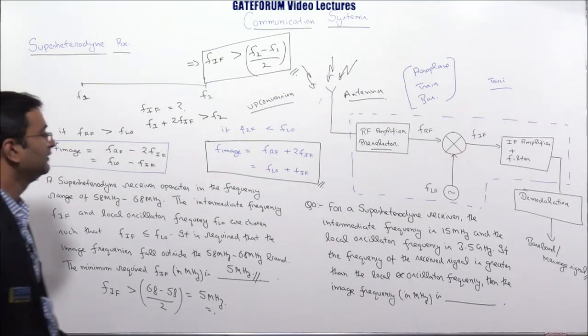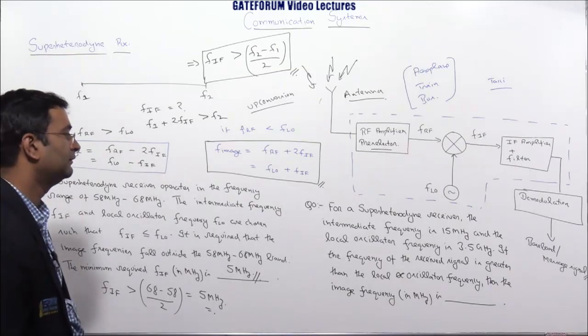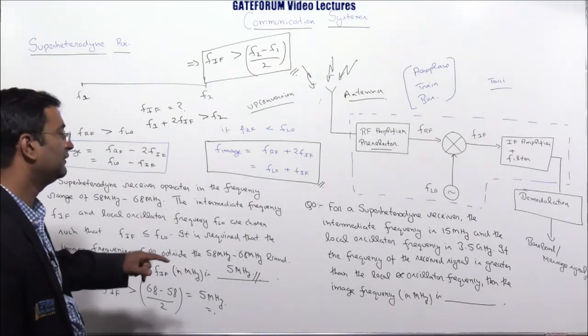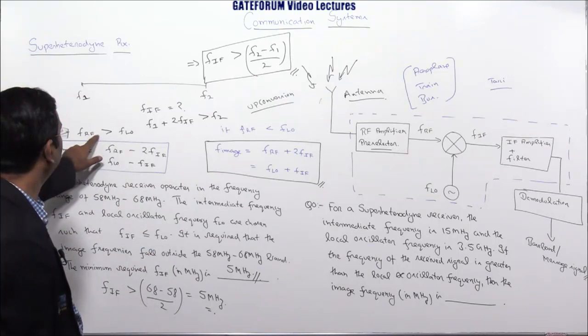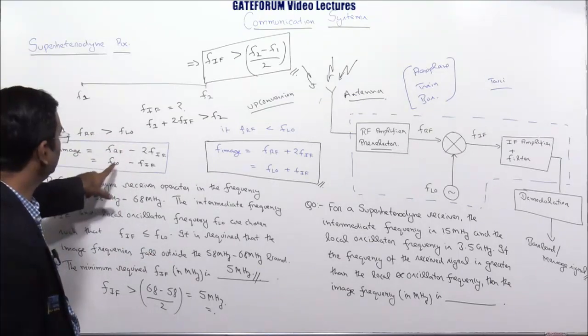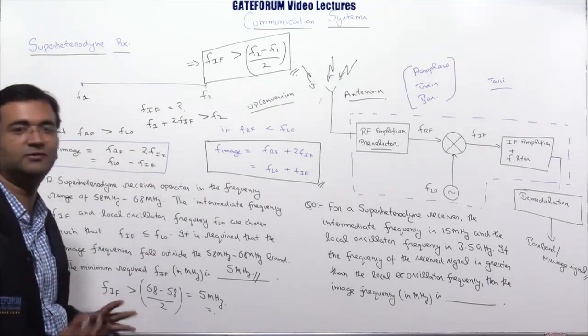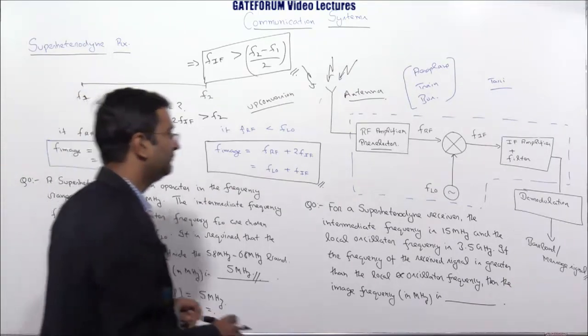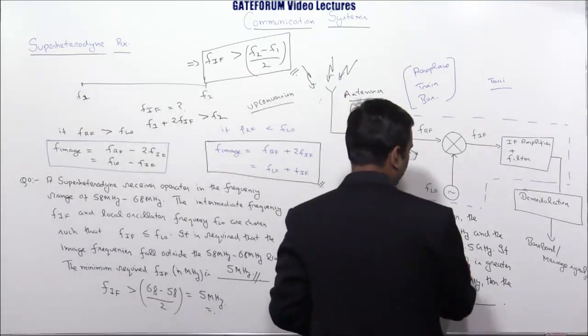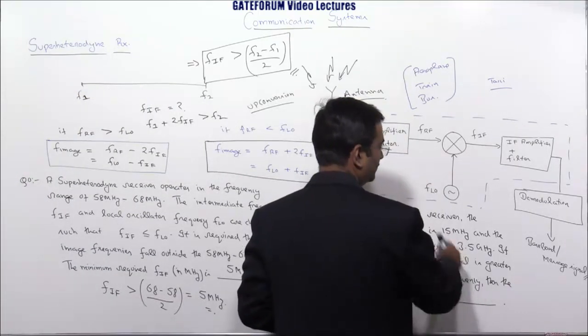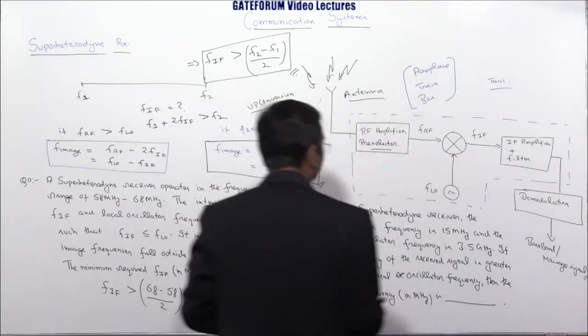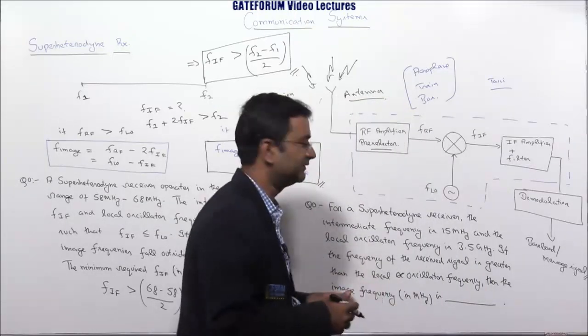So already we have seen, if the received signal is greater than the local oscillator frequency, if FRF is greater than FLO, then the image frequency is FLO minus FIF. Okay, that's it. You just have to make use of this relationship. Please be careful, it is 3.5 gigahertz and this is 15 megahertz. So convert this into megahertz, because in hurry we sometimes forget to do this conversion.